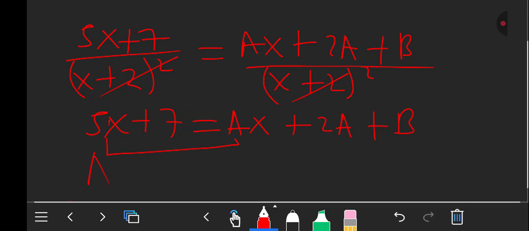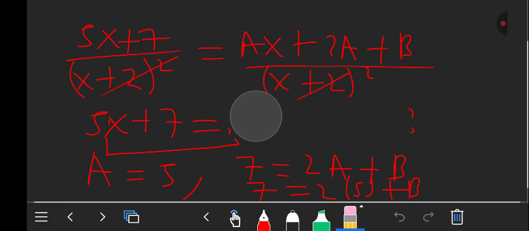So my a, which has x, is just 5, so a will be 5. Then what will be my b? So b will be 7 plus 2a plus b. 7 is equal to 2a plus b. Where there's a, I'll substitute 5, so 7 is equal to 2 times 5 plus b.